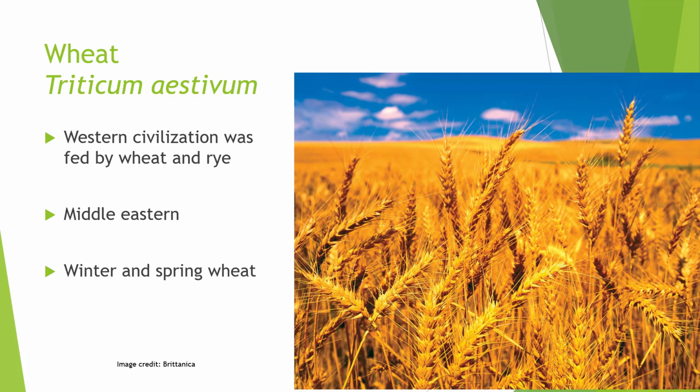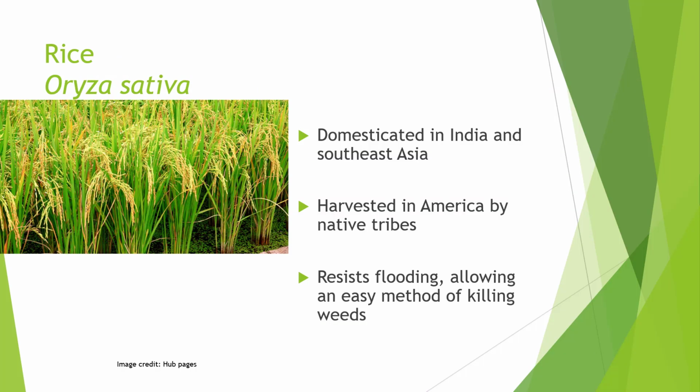Wheat is your historically interesting plant. This is what the Roman Empire was built on, and you can see a lot of the wheat in the Bible, actually. Western civilization was fed by wheat and rye, which comes from these Middle Eastern areas, and it's also a Chinese wheat. There are winter wheat and spring wheat, which tells you when you sow them and when you harvest them. Then we have rice. So for America, we have corn. For the Mideast and for Europe, we've got wheat, and for the Far East, we have rice. All of these grains are grasses.